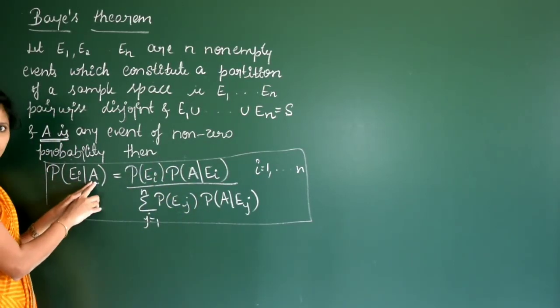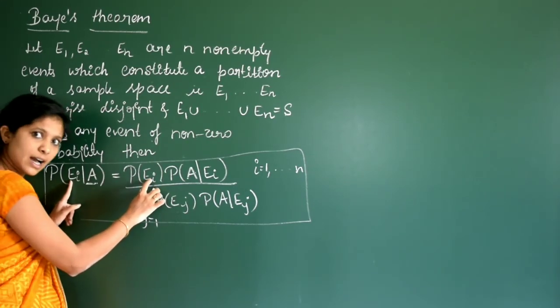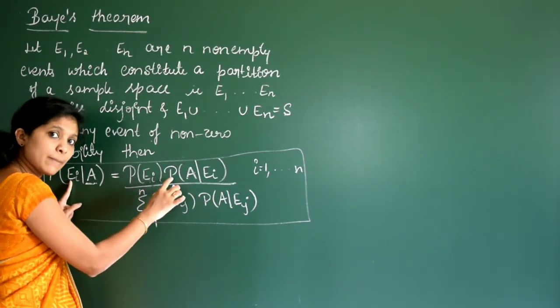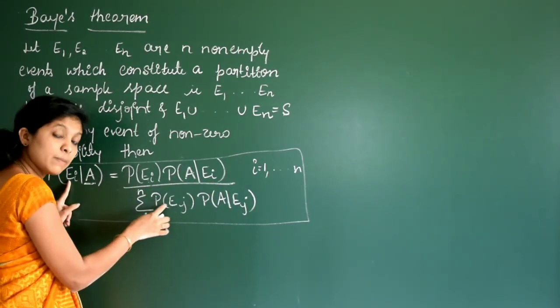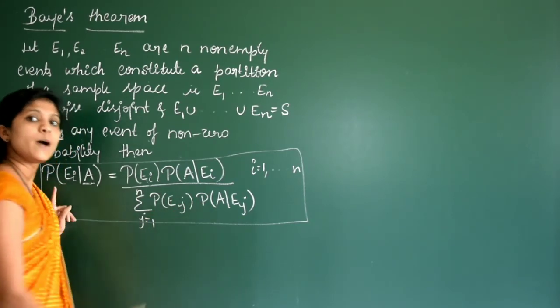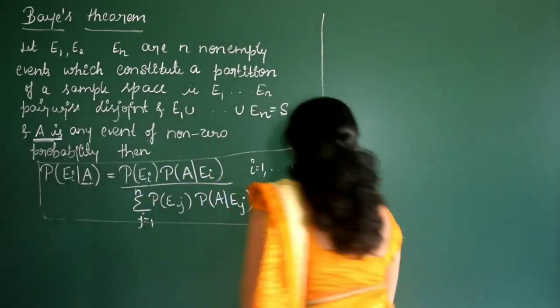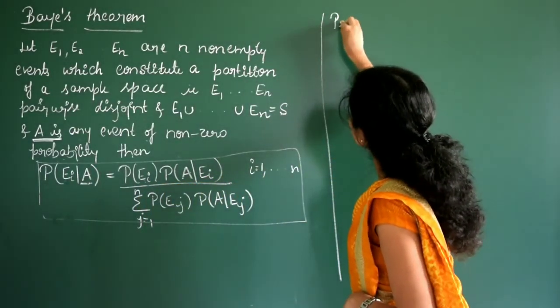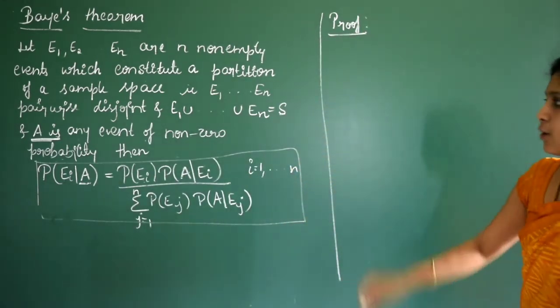Probability of Ei by A. Start with probability of Ei. Here probability of Ei has occurred, so what can you write? Probability of A by Ei. Similarly, j from 1 to n, probability of Ej, same here, and Ej has occurred, so we can write probability of A by Ej. Okay, let us prove this one. It is a simple proof. Actually, the proof is not important here either, just remember the formula.